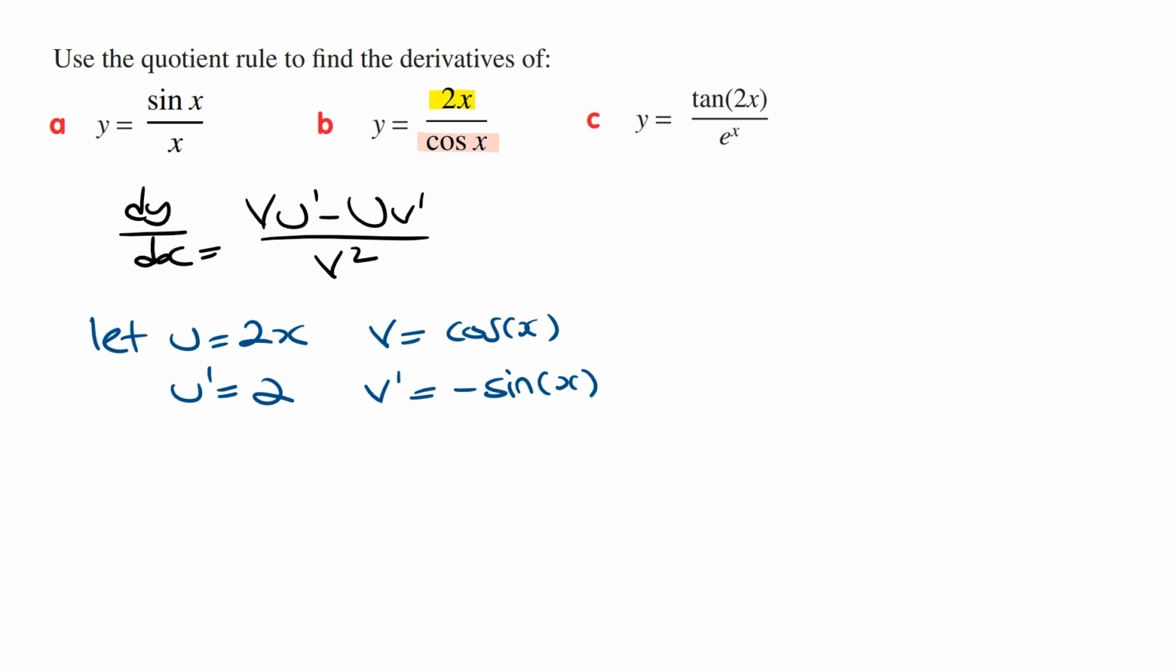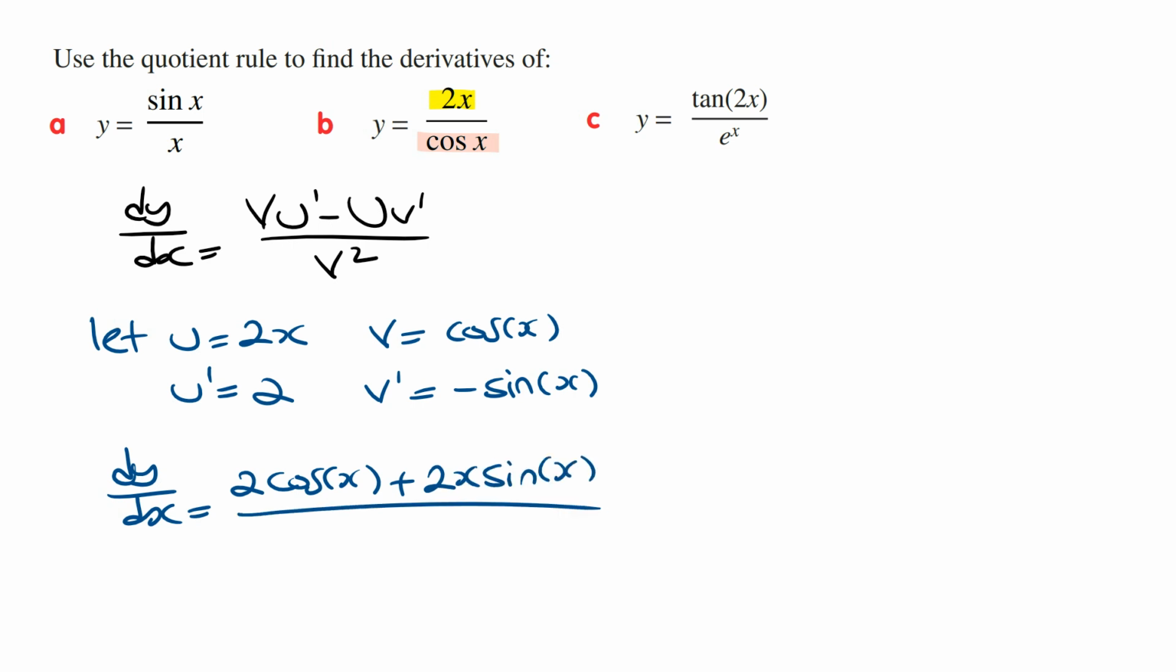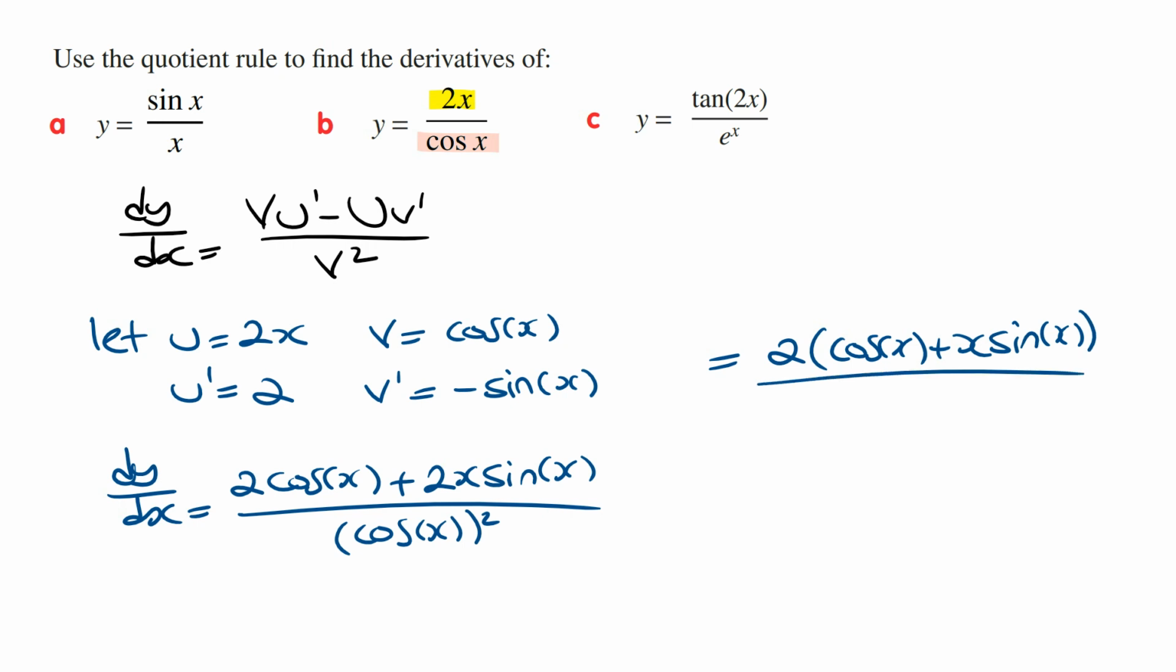Subbing these into the formula, we're going to get dy/dx is equal to v times u', and we can write this as 2 times cos of x, and then minus u times v', and so this is going to be plus 2x sine of x, all over v squared, which is going to be cos of x all squared. Simplifying this, we can take out 2 as a common factor from the numerator, and so we can write this as 2 times (cos of x plus x times sine of x), all over, and we write the denominator as cos squared of x.